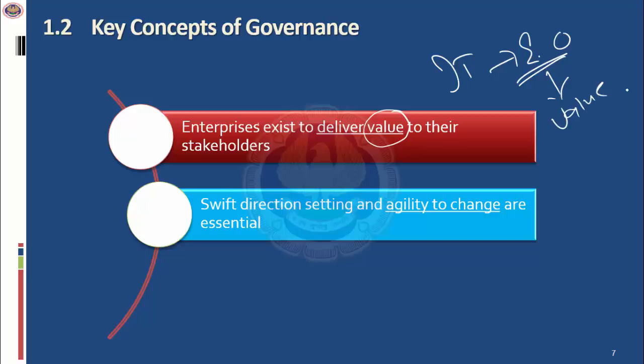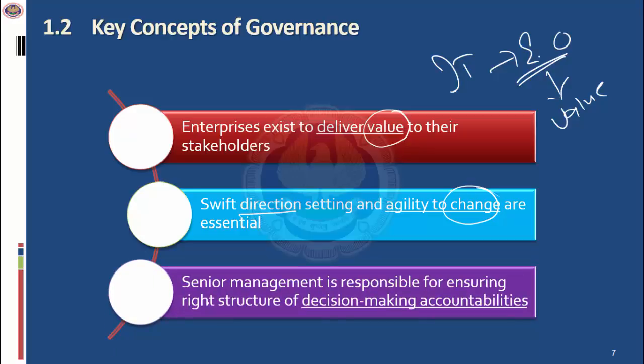You also need to ensure the direction. You remember we talked about direction setting and the agility to change, because the economic factors operating for an enterprise will keep on dynamically changing. So depending on the need, the governance should be able to monitor whether the goals are being achieved, and then based on that, you should be able to change direction.